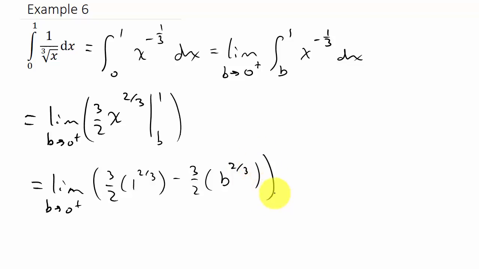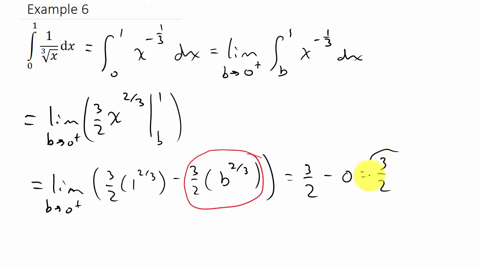Alright, so this right here is just 1. 1 to the 2/3 is 1, so that's just going to be 3/2 minus, and then when I take the limit of this term, I'm going to plug the 0 in, so that's 0 to the 2/3, which is just 0, and then 0 times 3/2 is 0, so that term's just going to be 0.